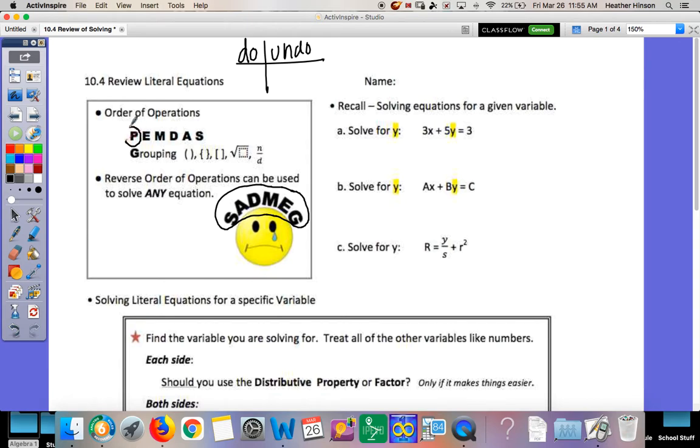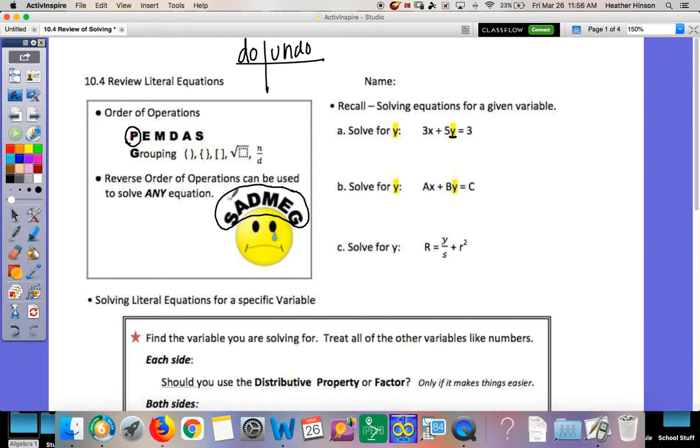Your parentheses, the P in PEMDAS, doesn't just stand for parentheses. It also stands for any grouping symbol: parentheses, braces, brackets, square roots, fractions, absolutely anything that groups numbers together. So to solve any equation, whether it's full of numbers or full of letters, you're just going to do order of operations backward.